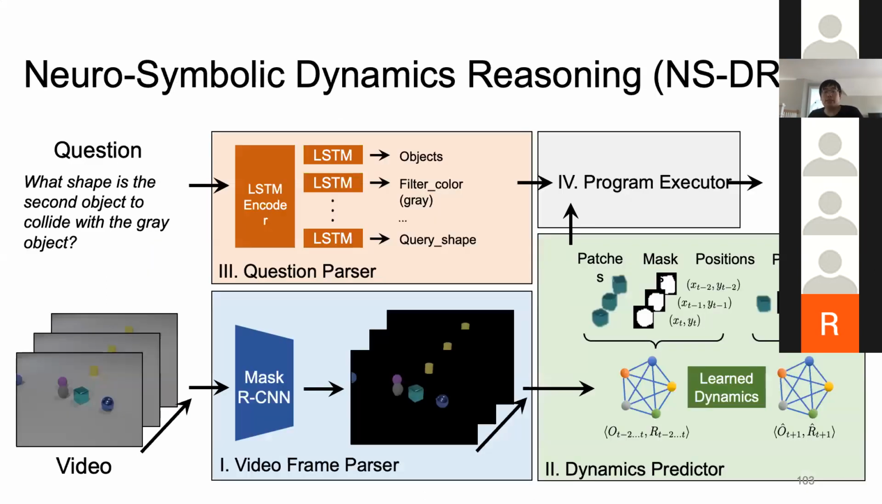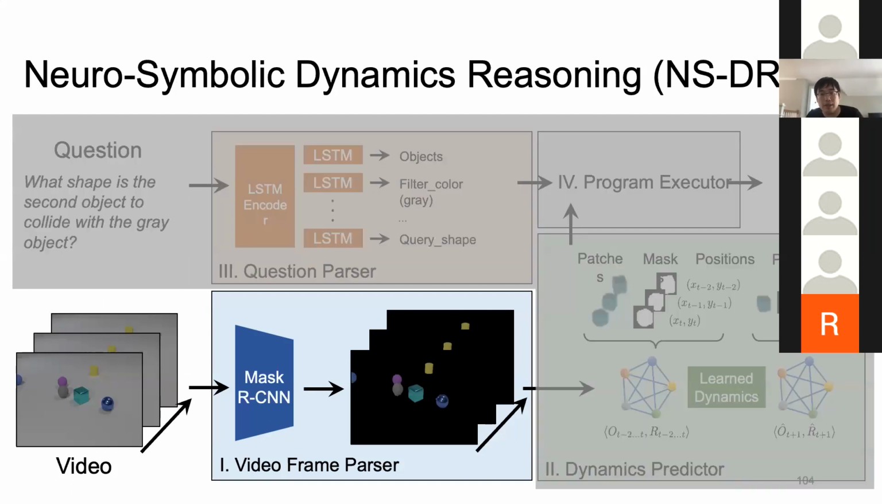So to address this problem, we design a new model called the Neurosymbolic Dynamic Reasoner, which uses structural, visual, and language representations to solve the challenging causal visual reasoning task. Our idea is also very simple.